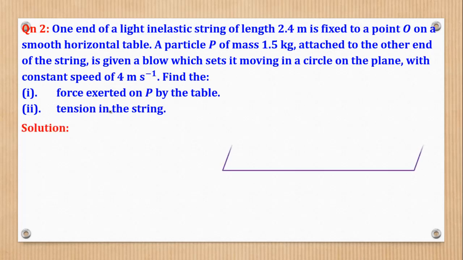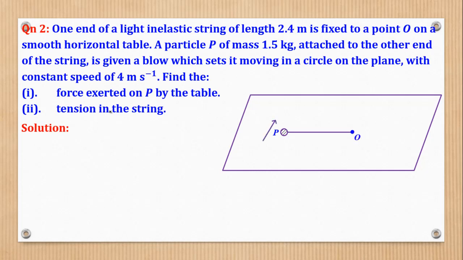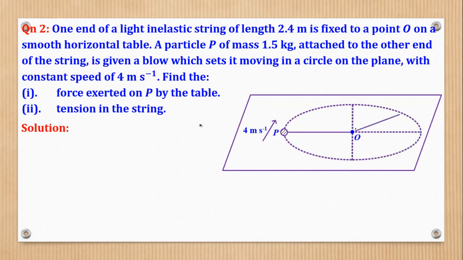So we shall still redraw the same diagram we drew earlier. A particle fixed to a point O and linear speed, then the circular path and the tension. The circular path is of radius 2.4, tension towards the center is T, weight is that, and normal reaction is that. So in Question 1, we used this because it was angular velocity, but now linear velocity we shall use a straight line.